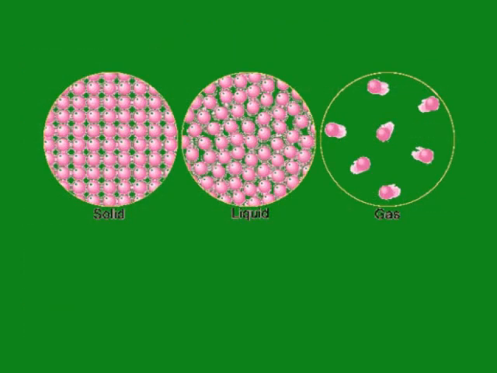So if you look at that illustration on your screen, you realize the particles in the solid phase appear to be closely packed and tightly held to each other. They can hardly move from one point to another.